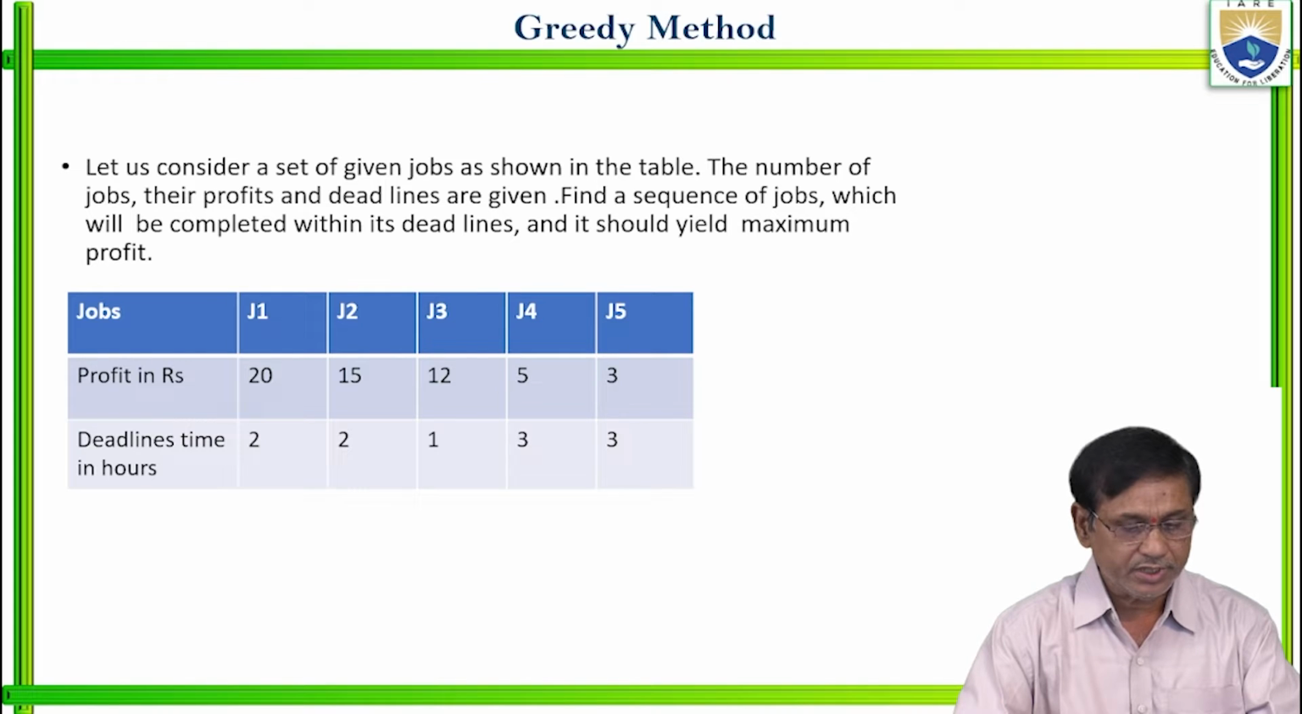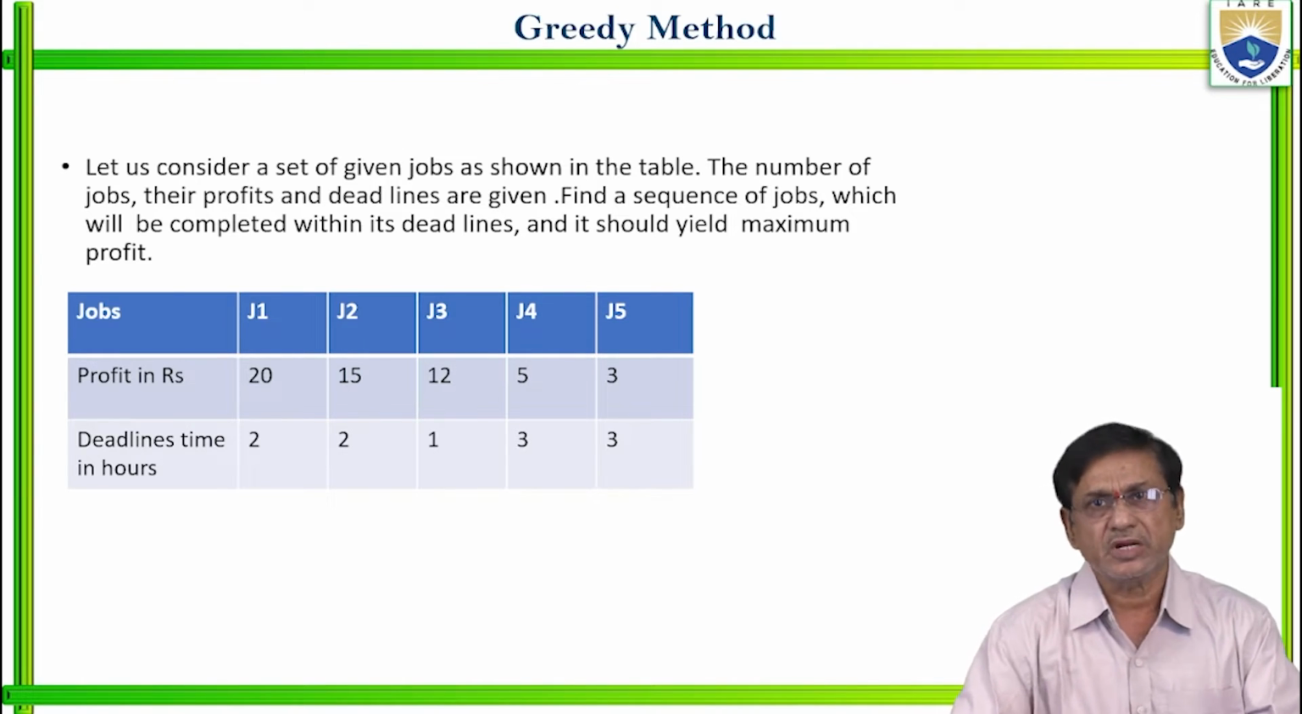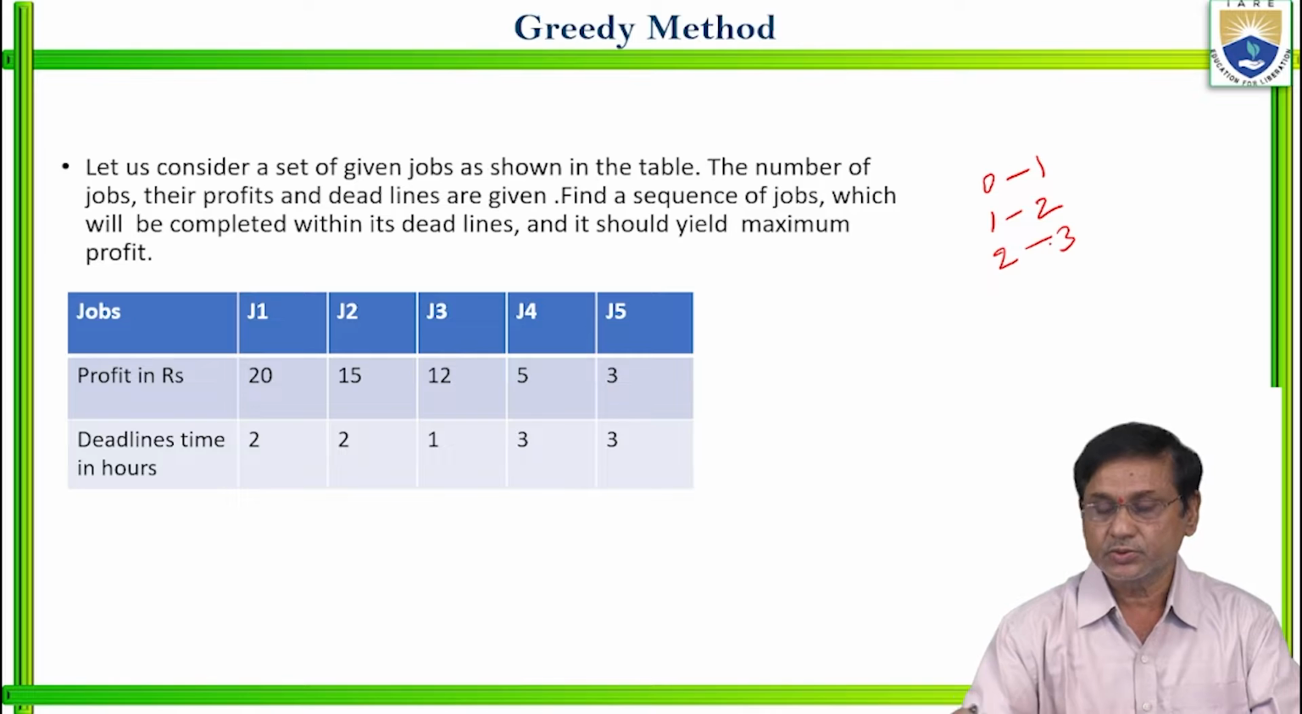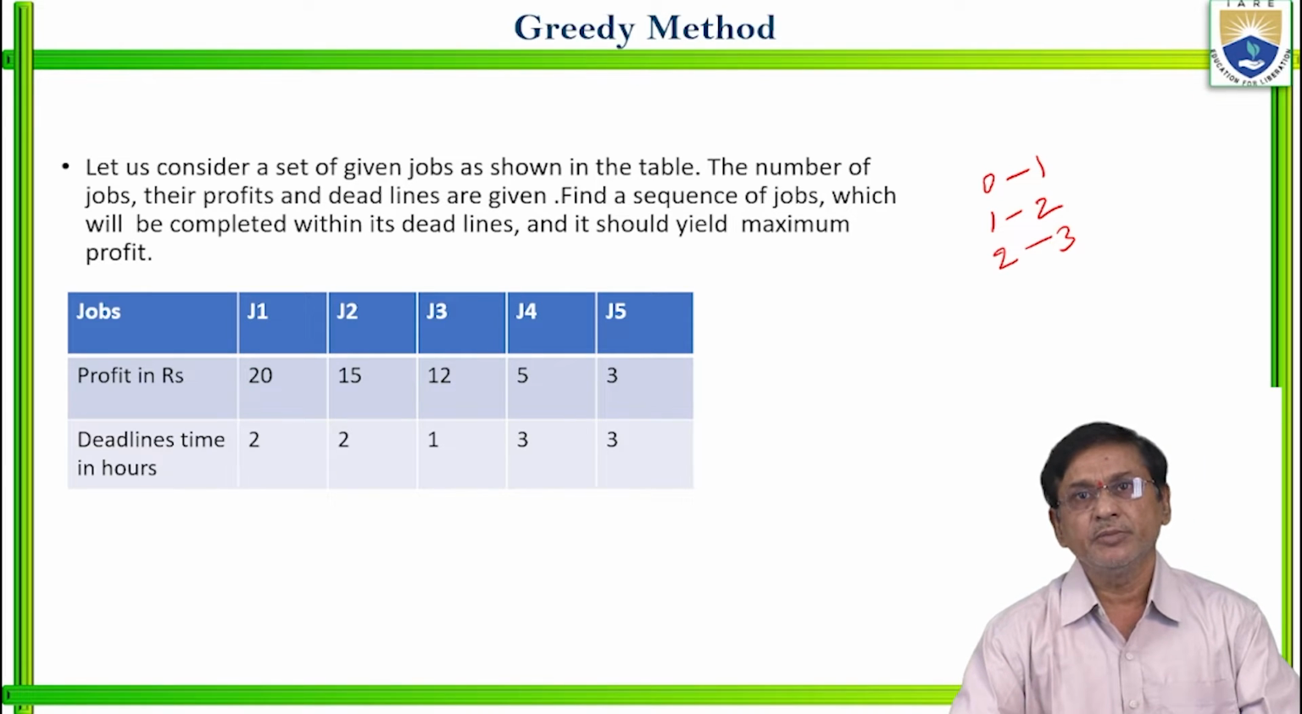The deadline time in hours is given as 2 hours for job 1. That means job 1 can wait for 2 hours, job 2 can wait for 2 hours, job 3 can wait only for 1 hour, and job 4 can wait for 3 hours, job 5 can wait for 3 hours. That means the total number of slots available in this case is only 3 slots. That is 0 to 1, 1 to 2 and 2 to 3. So these 3 slots are there. Based on that, we have to select the jobs so that the total profit will be maximum.